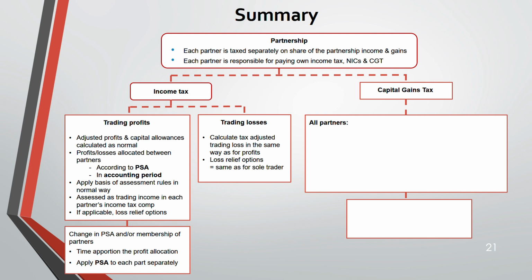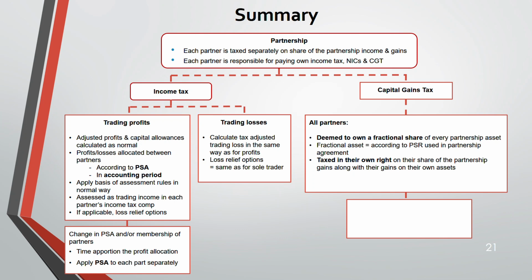Now, capital gains tax for all partners. They are deemed to have a fractional share on that gain. Okay, on that partnership asset. So fractional share is the same as the profit sharing ratio. And they are taxed in their own right on their share of partnership gains. Annual exempt amount 6,000 and CGT reliefs are available in the normal way. For example, you might have rollover relief or gift holdover relief. Each is responsible for paying their own CGT.